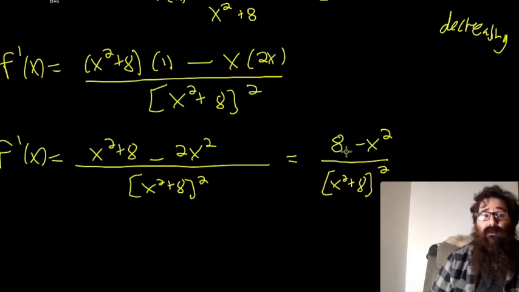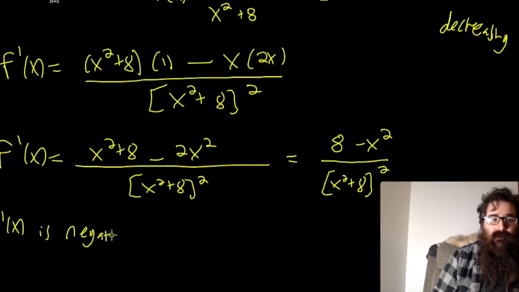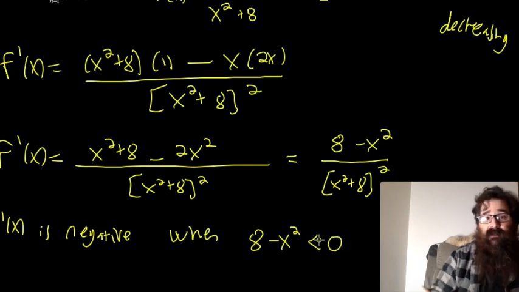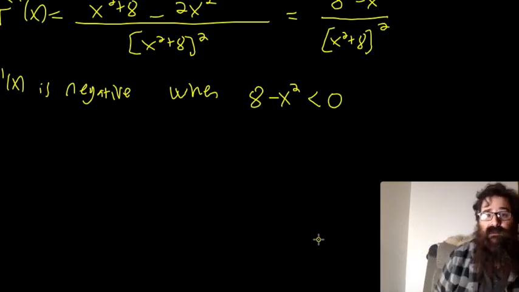But if I want to find out then if the derivative is going to be negative, then it's really the numerator that dictates the sign. So we'll say f prime of x is negative. Remember, if the derivative is negative, the original function is decreasing. So f prime of x is negative when 8 minus x squared is negative, which means less than 0, right? And when does this happen? Well, let's solve for it.